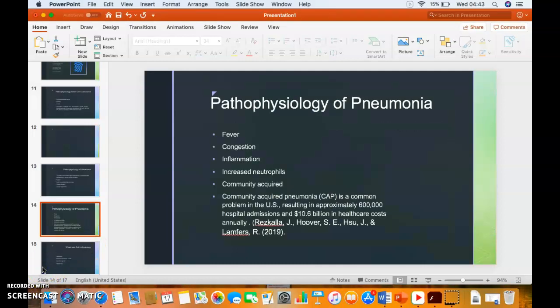Now, the pathophysiology of pneumonia. It could be present with this patient, since he presented with some of the same symptoms that could be both weakness and small cell carcinoma. He did have a fever. He appeared congested. He did have signs of inflammation. He had the increased neutrophil count. And he's been in a long-term facility, so it could be a community-acquired pneumonia. And community-acquired pneumonia is also one of the most common problems in the U.S. and worldwide. I posted my reference for the pathophysiology of pneumonia there as well as at the end.